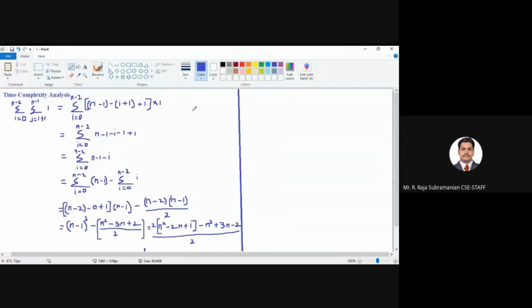Okay. Now what will I get? So this can be written as equivalent to 2n squared minus 4n. Help me, what will be the answer here? 2n squared minus 4n plus 2, minus n squared plus 3n minus 2.